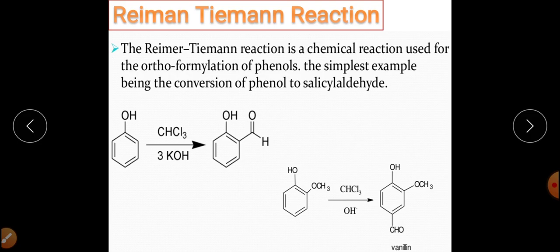Important point about the reaction is that there are two products formed. We can get the ortho isomer and we can also get the para isomer, but the major product is the ortho isomer as compared to the para isomer, right? The reaction proceeds with the formation of a carbene, that is dichlorocarbene.